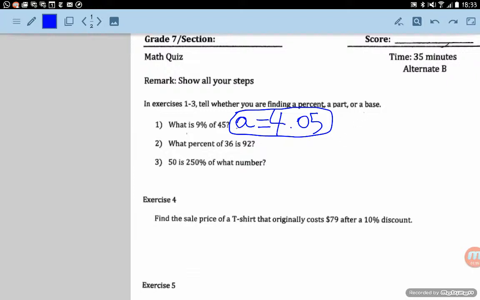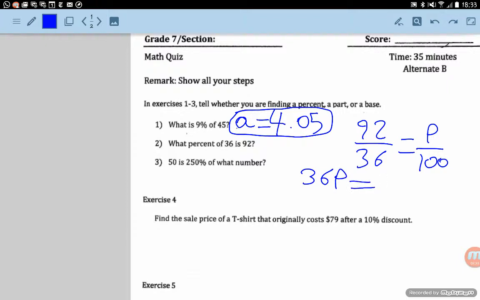The next question. What percent of 36 is 92? Here we are going to put up 92 over 36 equals P over 100. After that we need to do cross product. So it's 36P equals 9200.